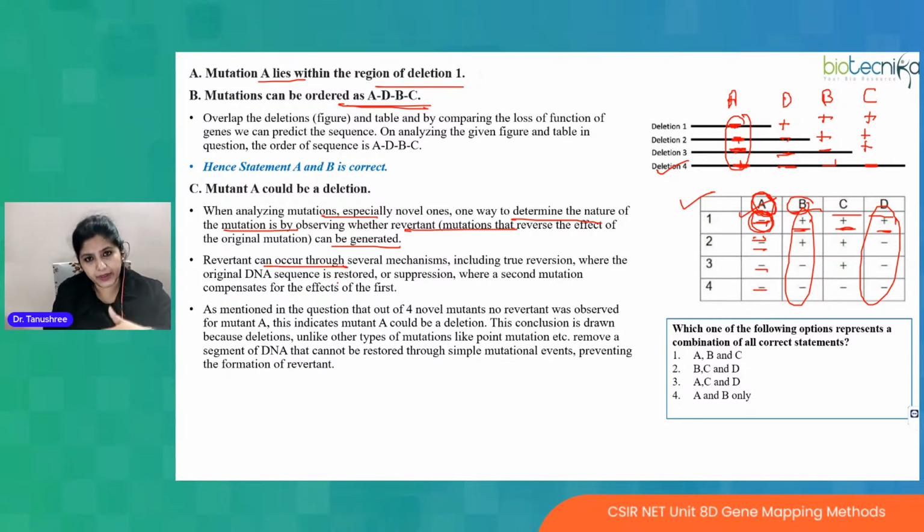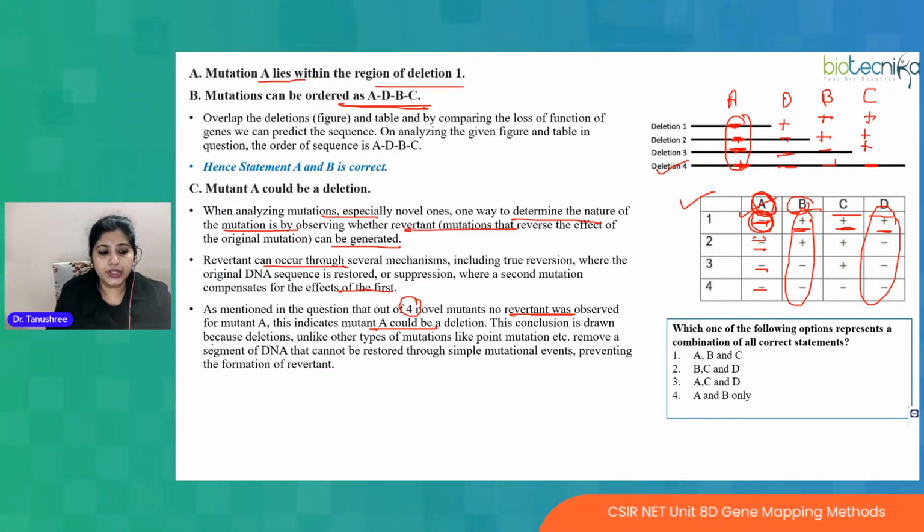A revertant means the original DNA is restored, or there is a second mutation which compensates for the effect of the first. As mentioned in that question, out of 4 novel mutants, no revertant was observed. This is already given in the question. If you remember, 2 observations were there. One was that no revertant was observed. So this indicates mutant A could be a deletion.